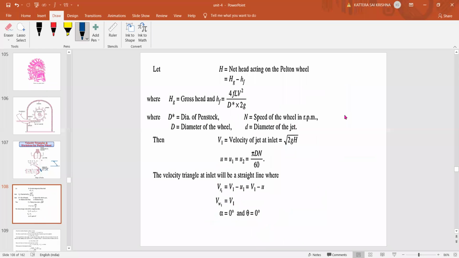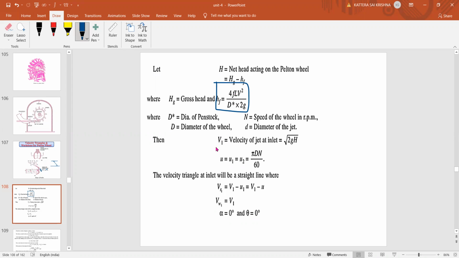What are the things we need here? We need the diameter of the penstock, denoted by capital D star, and the diameter of the wheel where the turbine blades are placed, that is the diameter of the wheel, capital D. And already we know what H, HT, and HF are. H is nothing but the net head acting on the Pelton wheel. HT is the gross head. Gross head will be available at the backside of your dam, or in the reservoir. And this HF is the loss of head because of the friction in the penstock. So already we know the formula for finding this, that is the Darcy equation, 4fLV squared by 2gD. So we need to take the diameter of the penstock because the frictional loss is happening in the penstock pipe.